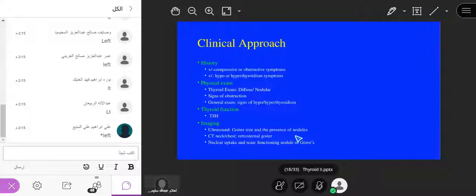We can do a CT neck or CT chest. We always need to image the neck and the chest to look for a retrosternal goiter. In the end, not in all cases, we might need a nuclear uptake and scan if we are suspecting a toxic nodule or if we are suspecting Graves' disease. So only if the TSH is what, high or low, or normal, will we do the nuclear scan?